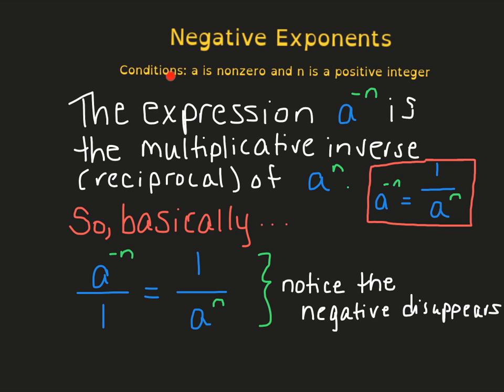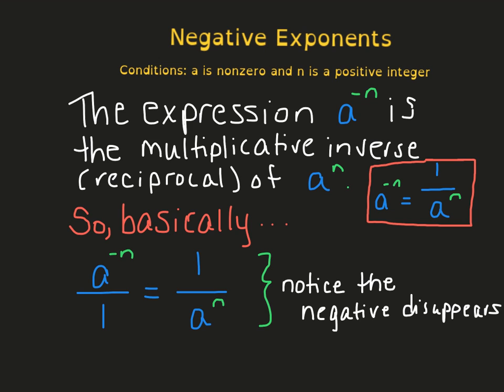The conditions to this are that, in the definition I'm using, A is a non-zero integer and N is a positive integer. Now, you want to know why the base cannot be 0? Because 0 to any power is undefined. I bet if you tried it on your calculator, I don't know what would come up because I don't have a graphing calculator with me. But if you tried it, let me know. 0 to the 0 power is undefined. That means it doesn't exist.